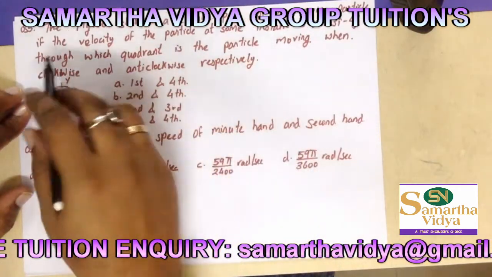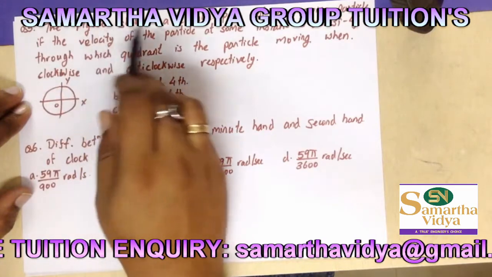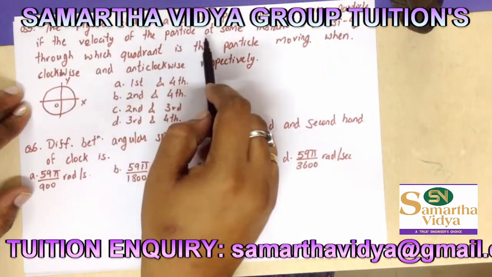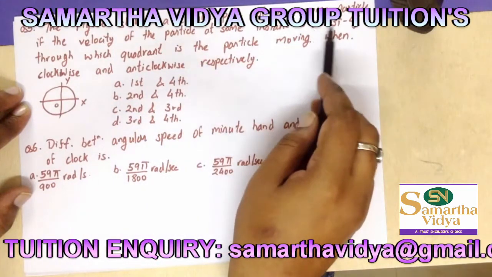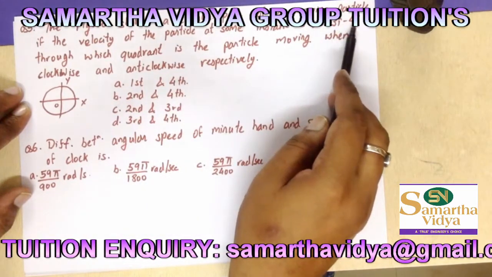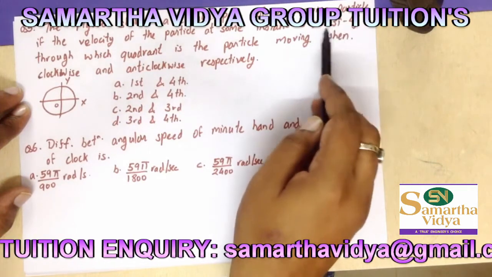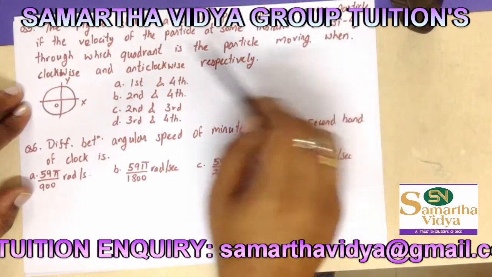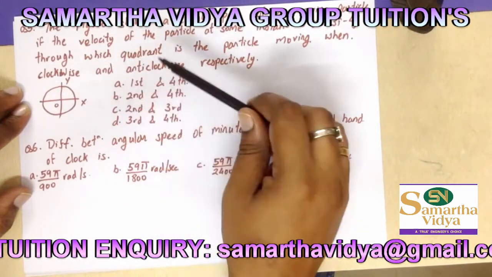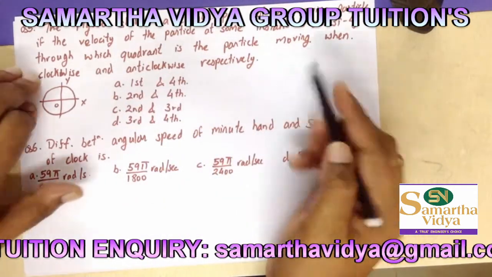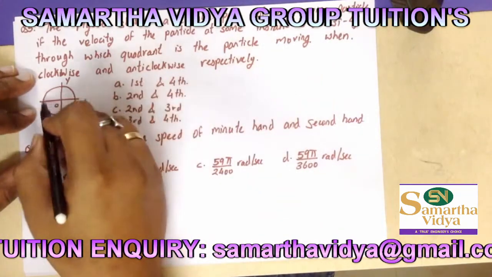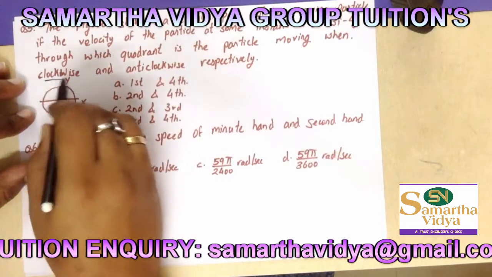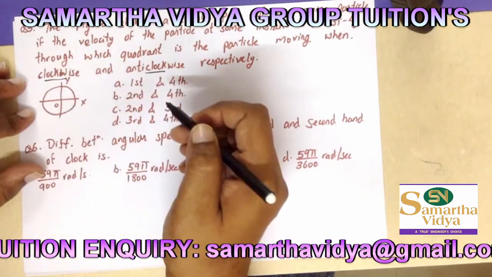Moving on to the next one, which is the fifth question. The figure shows a circular path of a moving particle. If the velocity of the particle at some instant is v equal to minus 3i minus 4j, so this is the direction in which the velocity is given. Through which quadrant is the particle moving when it is going in the clockwise direction and when it is going in the anti-clockwise direction? So let us just try to understand. This is a path along which the particle is going to be moving. Either it can move in the clockwise or the anti-clockwise direction.